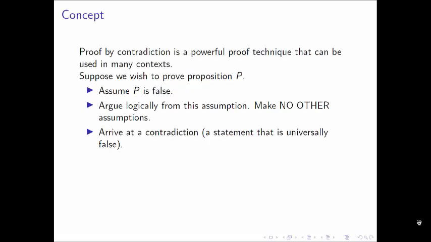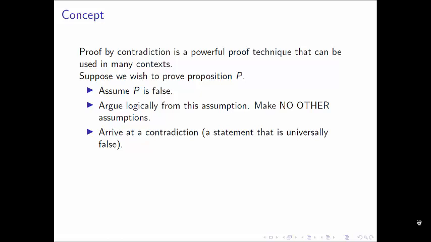So here's the idea. Proof by contradiction is a very powerful proof technique. It's one that gets used very frequently. It can show up in all sorts of different contexts. The way it works is we have some proposition P, and we want to prove that P is true. What we're going to do in a proof by contradiction is assume the opposite of what we want, assume that P is false.